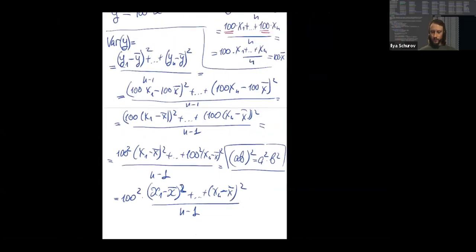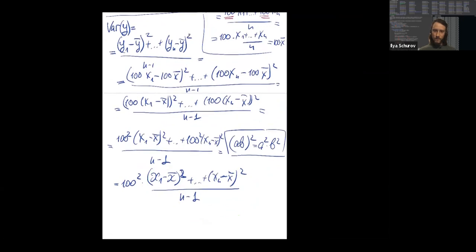And what can you say about this thing? It's the variance of x. Yeah, this is the variance of x. So we see that if we multiply all values of some variable by 100, then the variance is multiplied by 100 squared. So one can say that variance is not linear, it is quadratic. And what does it mean?